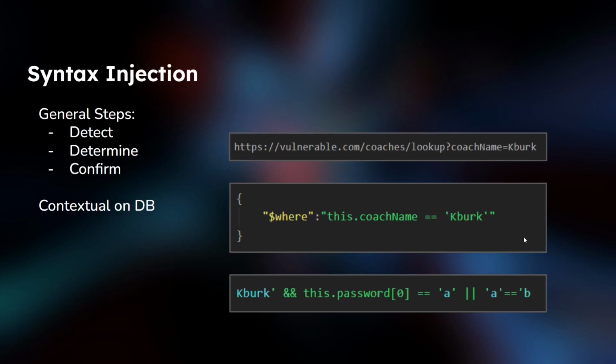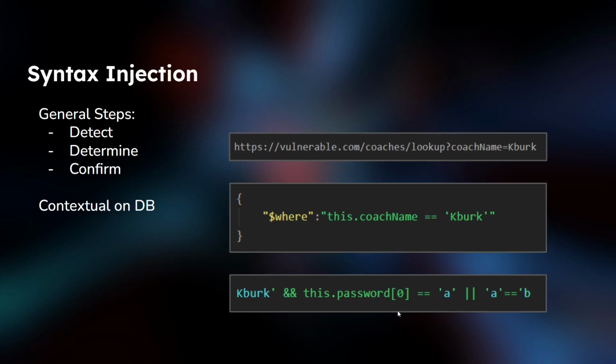That's what this example is about. So in this case, we can look up a coach by their name. This is what we assume that query might be, how it might be doing that. It'll use the where operator, which we'll talk about in a little bit more detail in a second, but it'll say where this coach name is Kate Burke. That's probably what the query looks like once it's filled in. So we could modify our input to have the single quote to break out of that, and then to also include this.password.